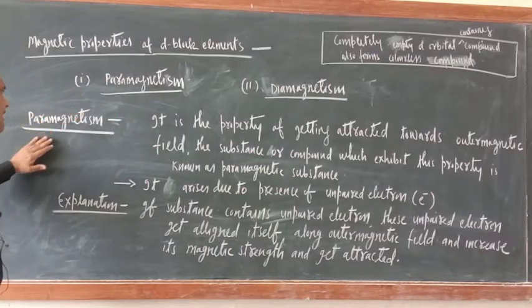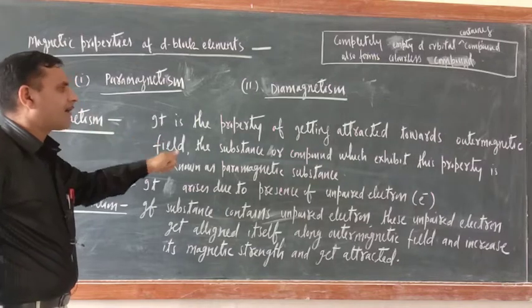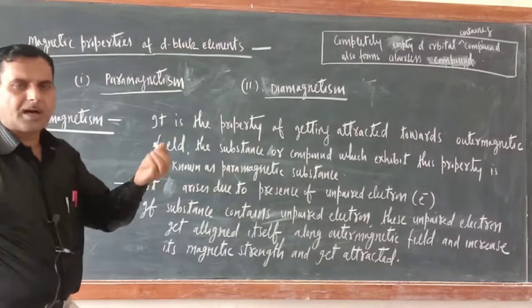Let us come back to paramagnetism. So what is paramagnetism? It is the property of getting attracted towards an outer magnetic field. Suppose one d block compound is there.